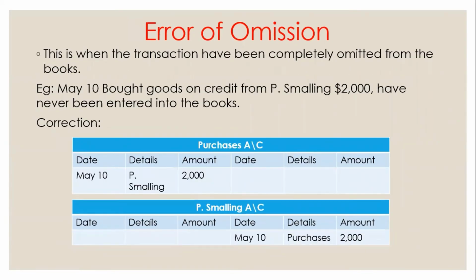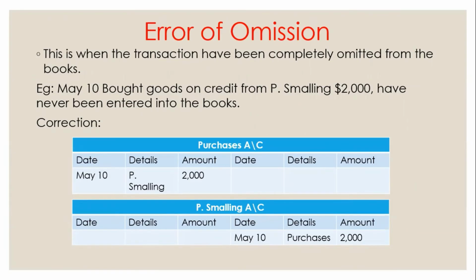All right, so now we reach my favorite error. I don't know if I should say that, but it's my favorite error because it's the easiest error to correct. So the error of omission. So this is when the transaction has been completely omitted from the books, right? So you didn't put them in, and this is where your double entry principle will come in very handy, right? And so to correct this type of error, all you need to do is just to put the entry in, right? So for example, on May 10, you bought some goods on credit from P. Smalling for $2,000.